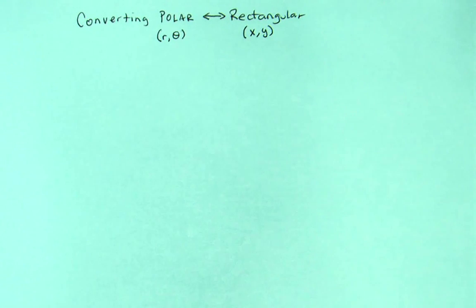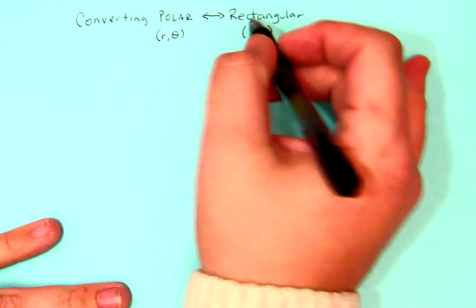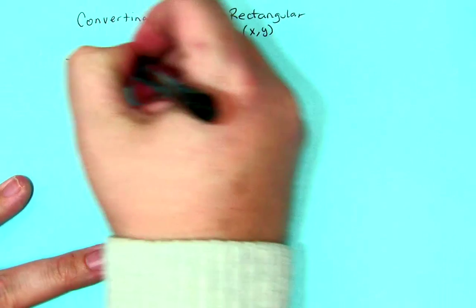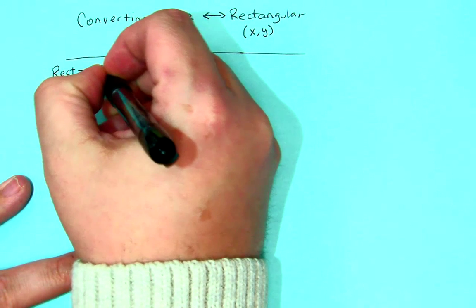Hey everybody, we are going to talk about converting polar coordinates to rectangular coordinates, and rectangular coordinates to polar coordinates. Now first off, we're going to talk about a rectangular coordinate. So, we're going to go rectangular to polar.